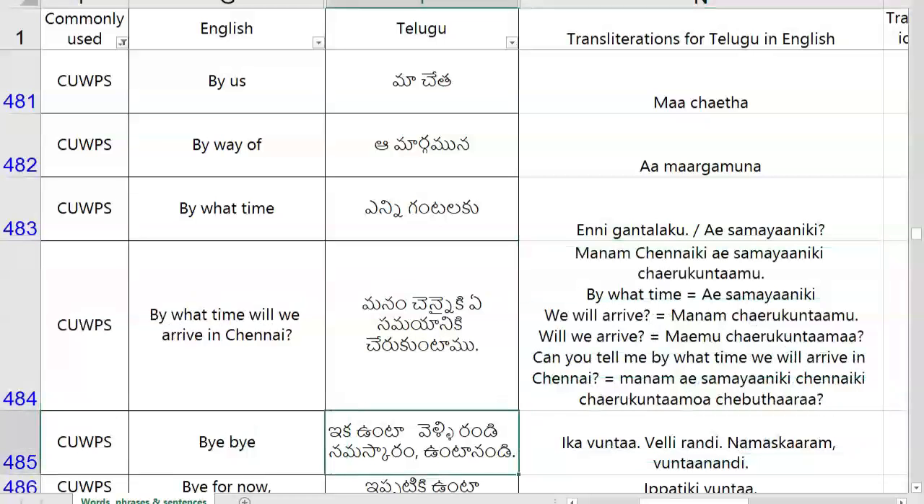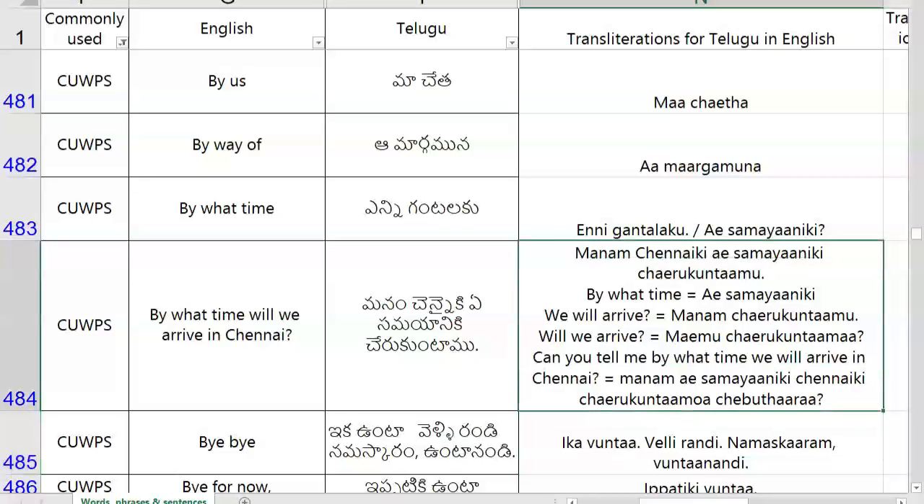Okay, is it clear, Praveen garu? Because this is a very lengthy sentence. If it is clear, maybe you can make more sentences in this structure. Yes, it's clear. And this question is very common that we ask: by what time will you arrive? Yeah, very true. So it's important to know the structure. It is just by what time will we arrive in Chennai? మనం చెన్నైకి ఏ సమయానికి చేరుకుంటాము. But if you add can you tell me what time we will arrive in Chennai, in those contexts you need to change this one.